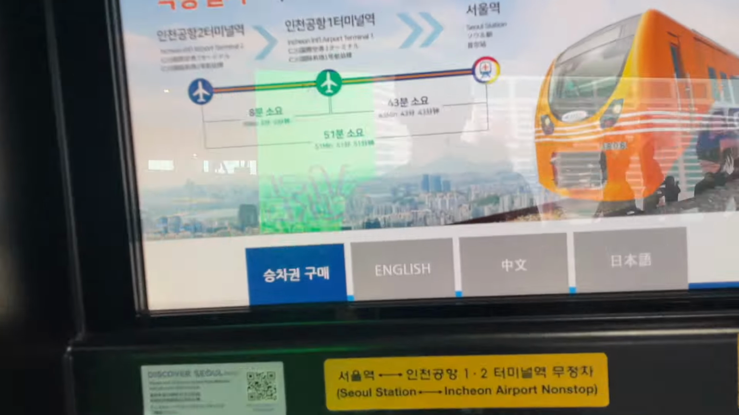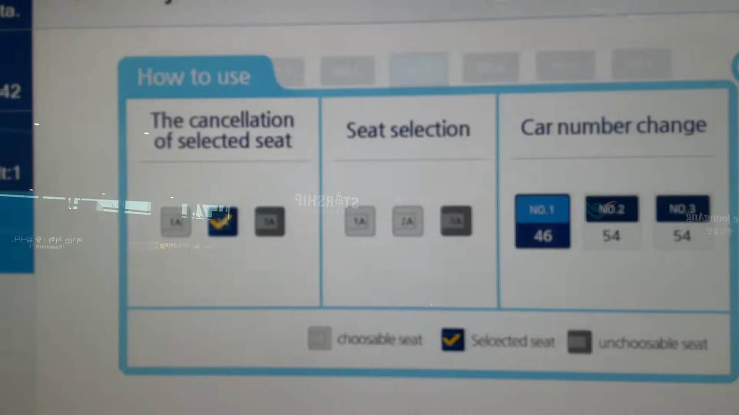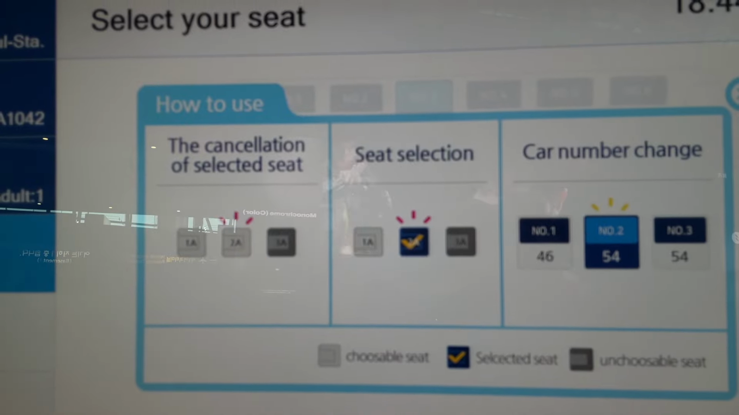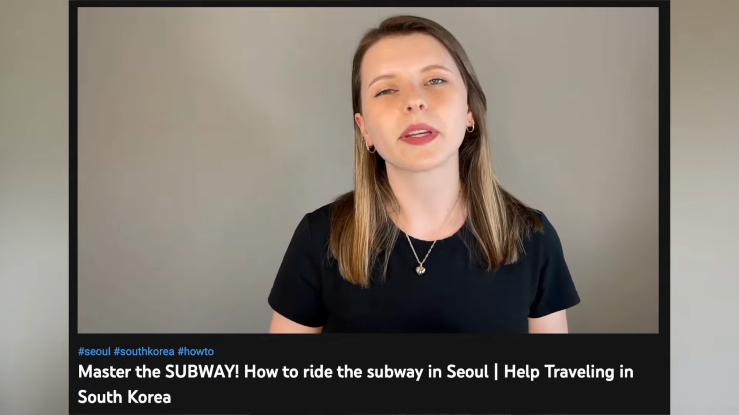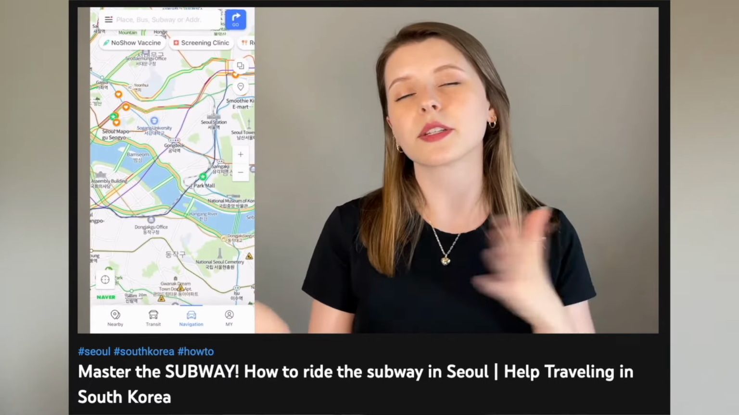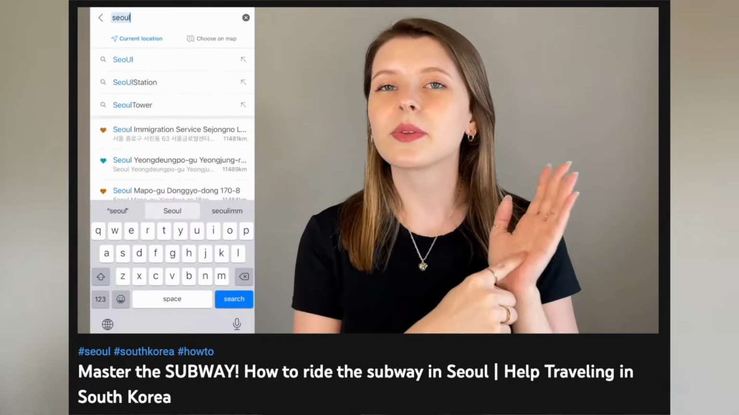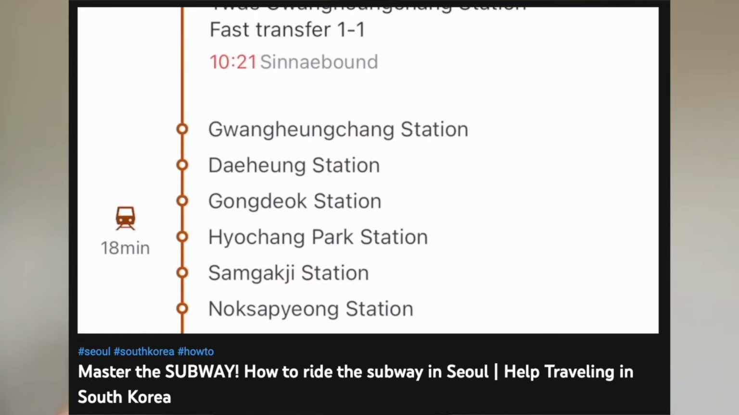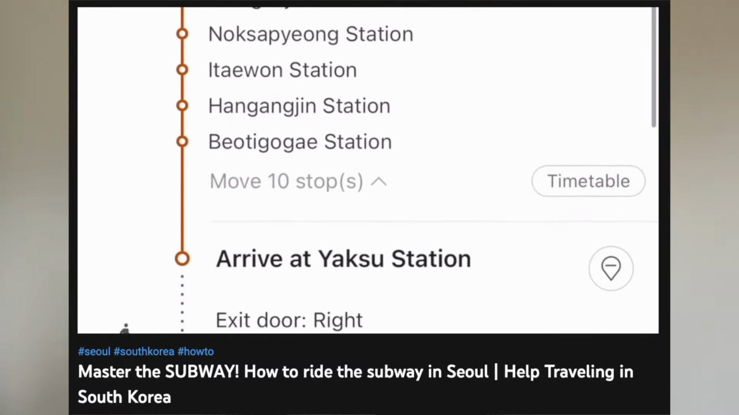For the fast train, there is a separate ticketing machine. You can't use the T-Money card, but I would still buy the T-Money card because the vending machine is right there. It's super convenient. If you're like, how the heck, where am I supposed to go? Download an app called Naver Maps, and you can put your address in from your current location. It will tell you like how far to take the subway and what stop to get off at. I explain all about how to use the subway in that subway video.